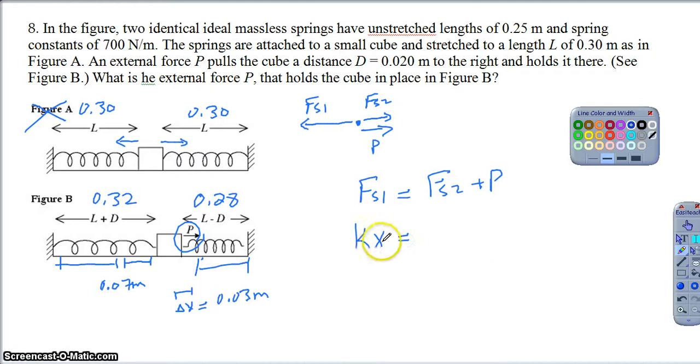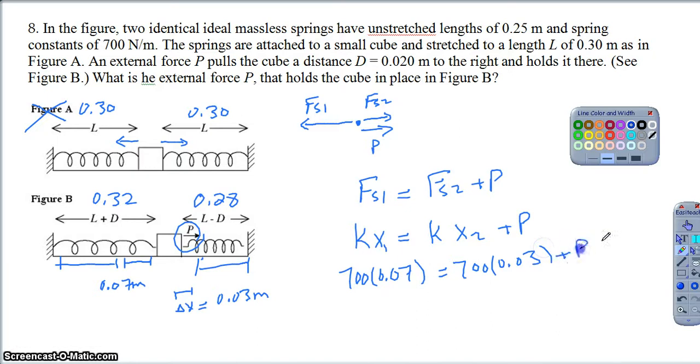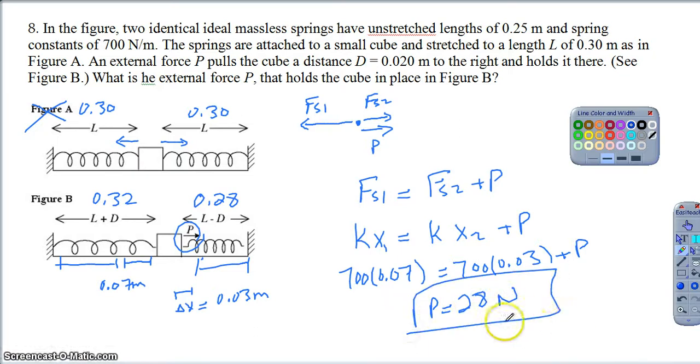So K times delta x1, which again is just 0.07 meters from its unstretched length, K times delta x2, which is 0.03 meters, and then I'm solving for that entire P. So 700 times 0.07 equals 700 times 0.03 plus P. So then solving for this, just subtracting that over and calculating, I get that force needs to be about 28 newtons, needs to be exactly 28 newtons actually, to hold that one in place.